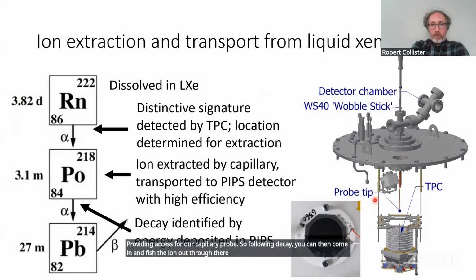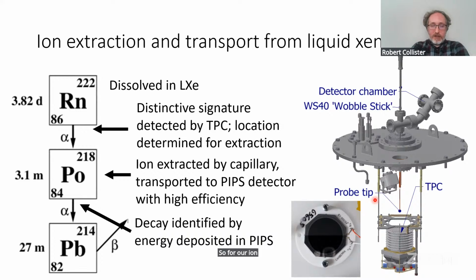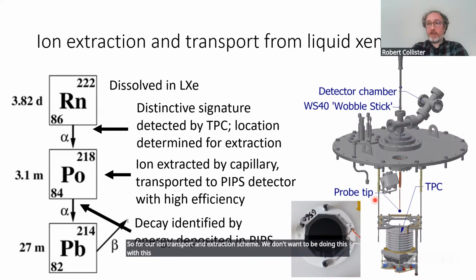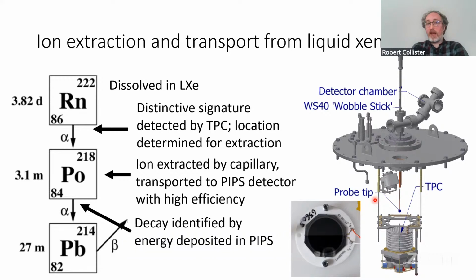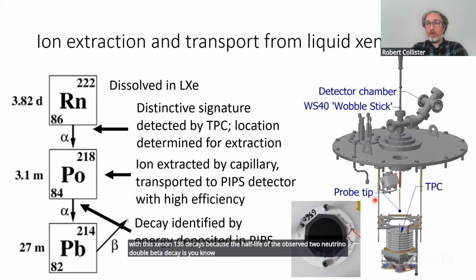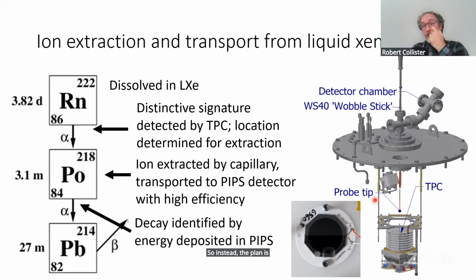So for our ion transport and extraction scheme, we don't want to be doing this with xenon-136 decays, because the half-life of the observed two-neutrino double beta decay is over 10^20 years. So we're not going to have very many decay events to fish at. So instead, the plan is to use radioactive ions. In the uranium decay chain, we have radon-222, which alpha decays with a half-life of 3 days.